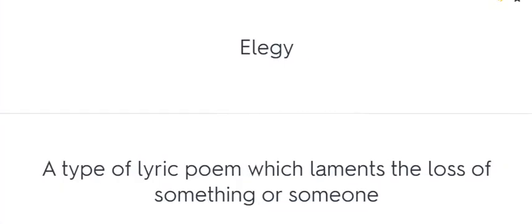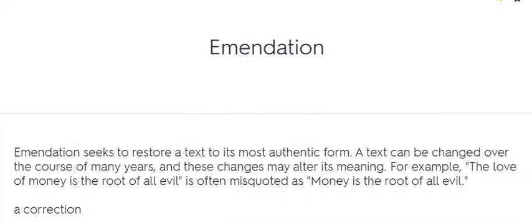Elegy. A type of lyric poem which laments the loss of something or someone. Emendation. Emendation seeks to restore a text to its most authentic form. A text can be changed over the course of many years, and these changes may alter its meaning. For example, the love of money is the root of all evil is often misquoted as money is the root of all evil. A correction.